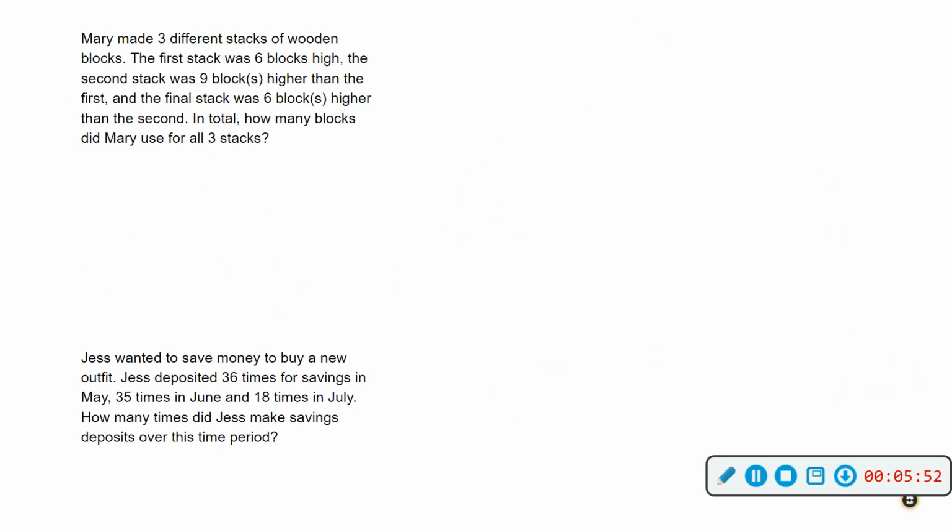Jess wanted to save money to buy an outfit. She deposited 36 times for the savings in May, 35 in June, and 18 in July. So how many times did she make saving deposits over this time period?